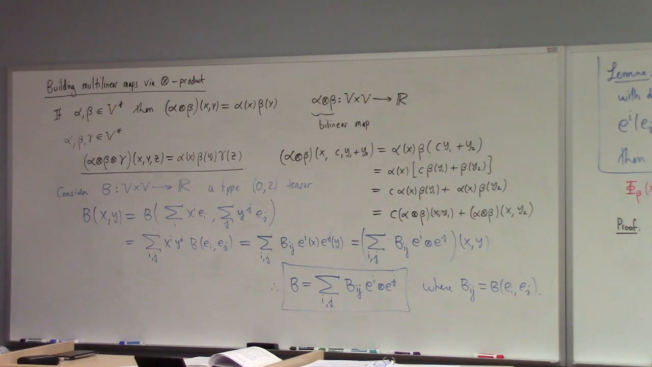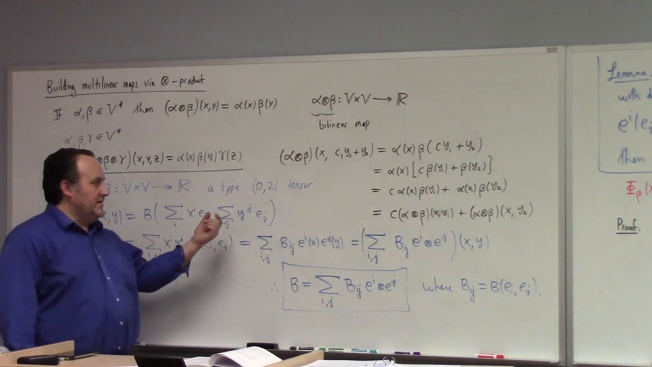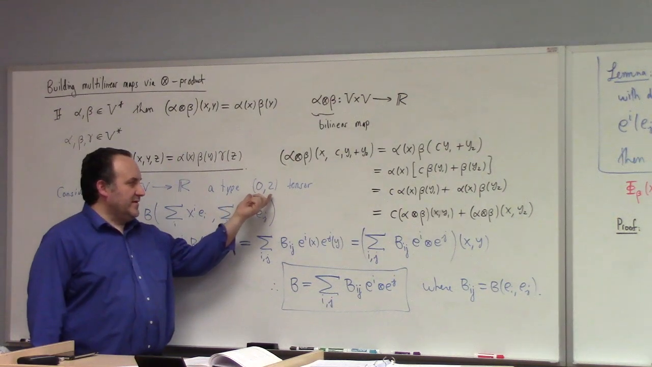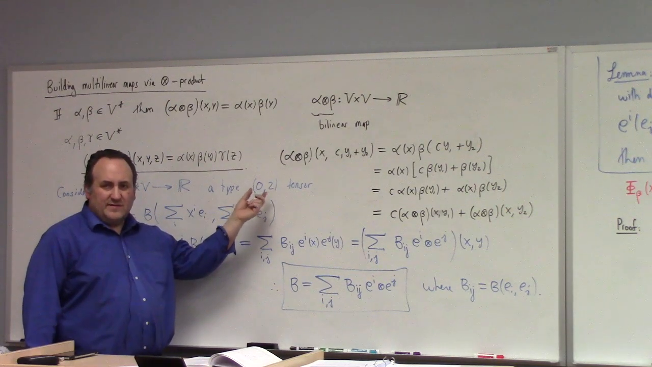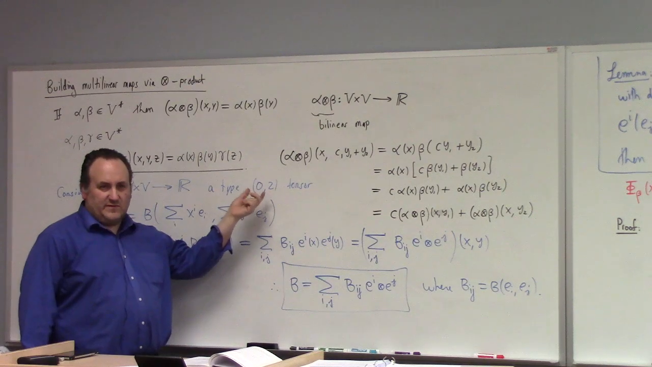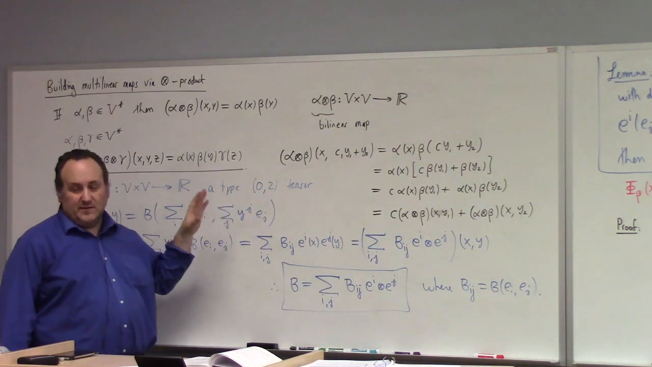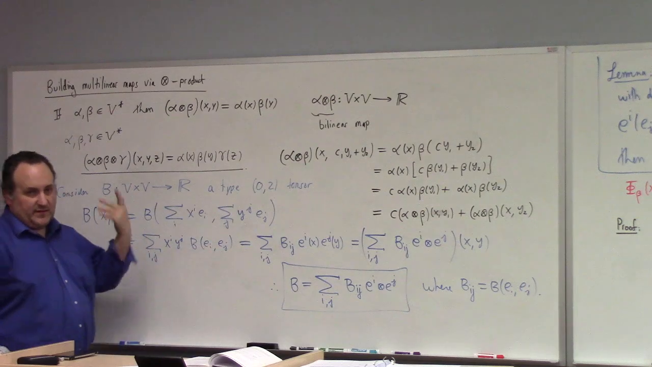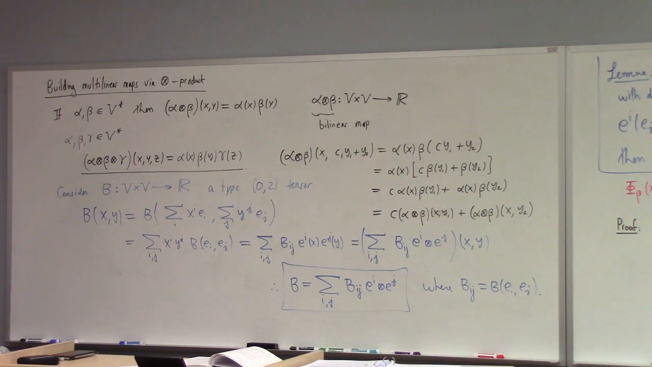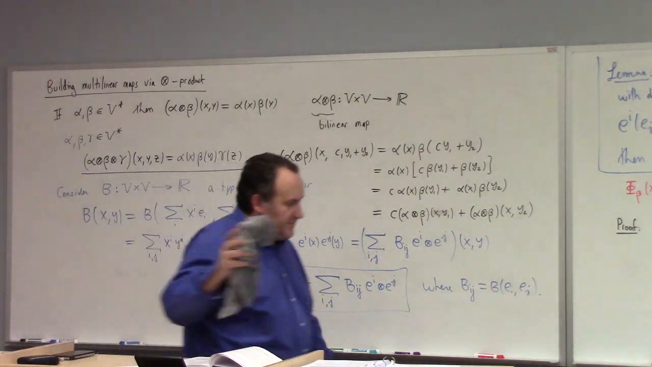Unfortunately, if you read some of the older texts, they'll call this a rank 0, 2 tensor. That's not good language. We shouldn't use that language. We should say type 0, 2, because rank has more the idea of the dimension of the column space, and we don't want to confuse those issues. Anyway, so there's that.